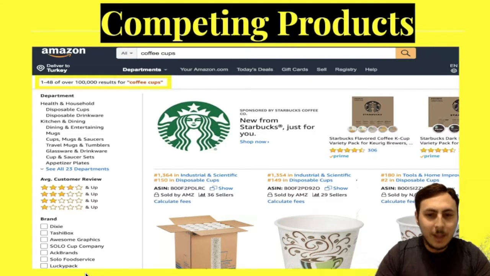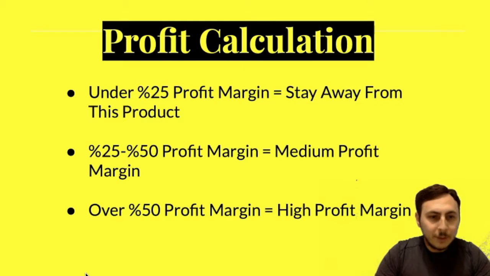I highly recommend that new sellers find the gaps on Amazon and sell low competition and medium demand products. Okay, the competition and demand level section is finished. I think you understand all of the concepts. Let's look at profit calculation. Profit calculation is also very important.